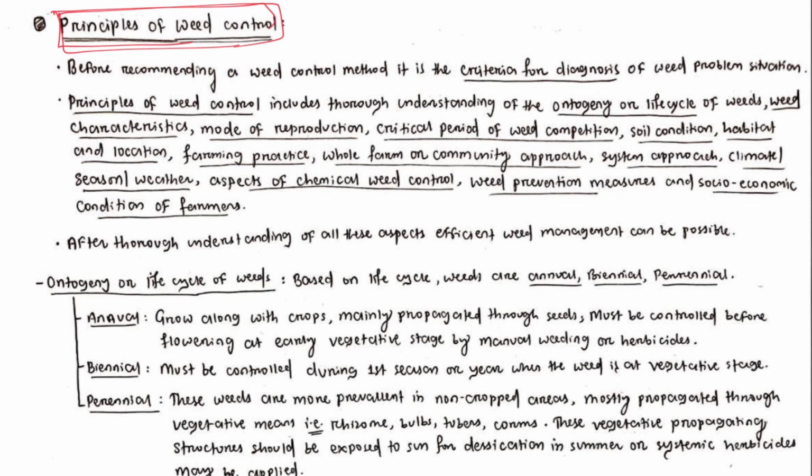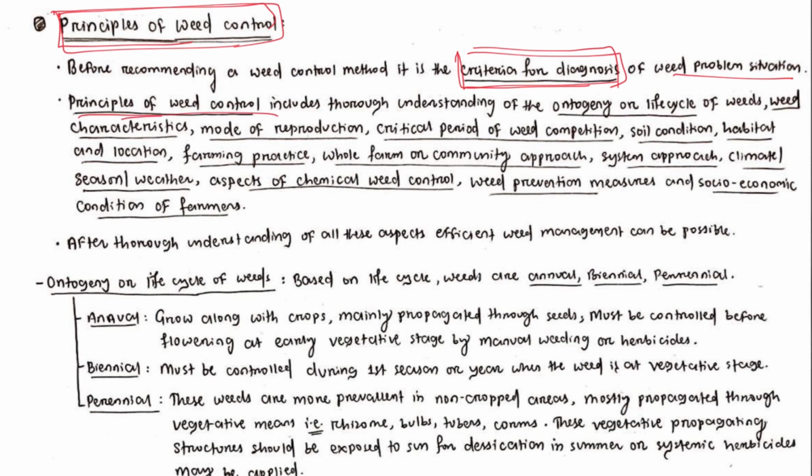So whenever we are trying to control the weeds in our crop field or in any farmer's crop field, we need to diagnose the weed flora, or the weed problem, whatever the infestation is. Then only we can suggest different herbicides or different weed control methods.